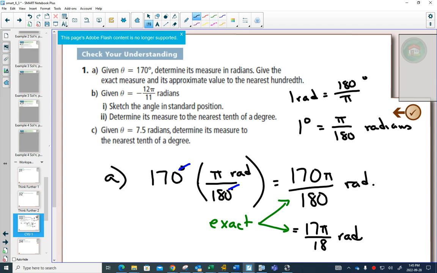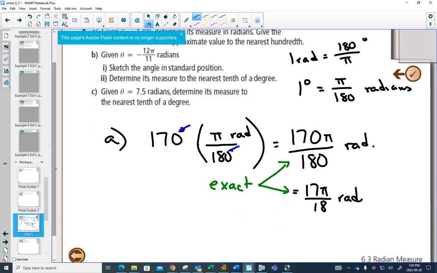If we type that into our calculator, we get 2.967, which to the nearest hundredth is 2.97. We would say this is rounded. This is not exact because we've rounded. It's almost 3 radians.